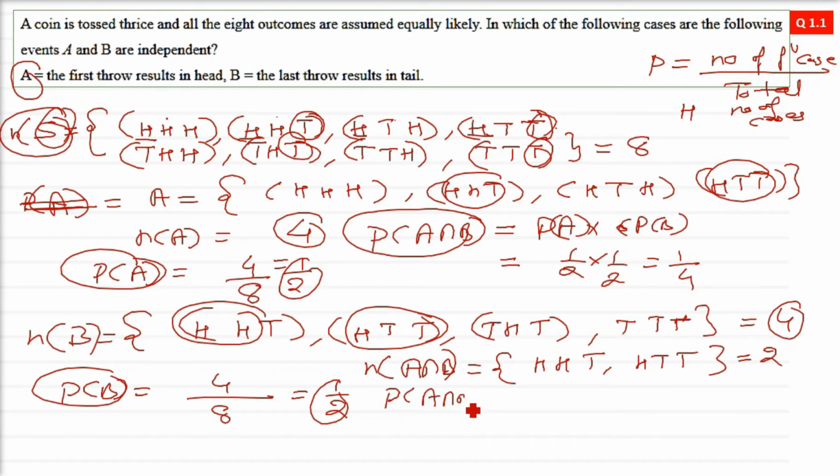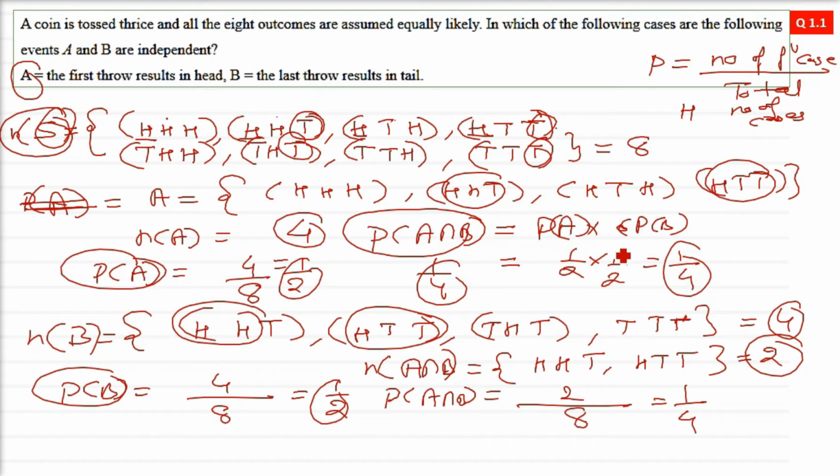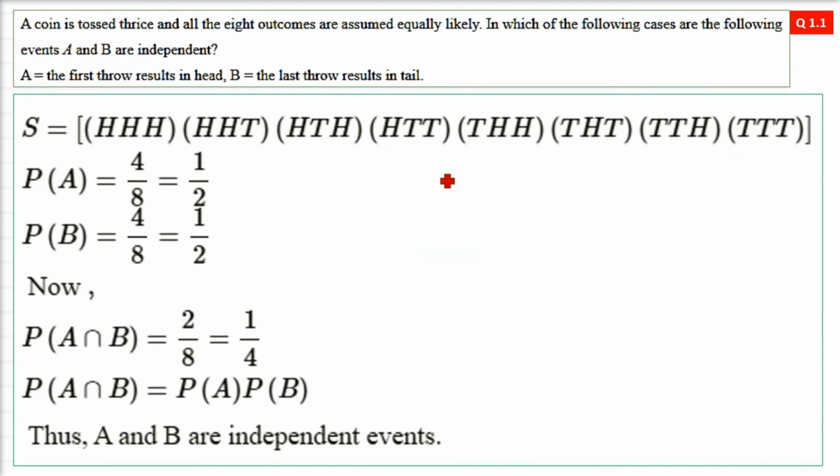Probability of A intersection B will be number of favorable cases, which are 2 in this case, and total number of cases from the sample space, which is 2 by 8, which is 1 by 4. So 1 by 4 equals half into half, 1 by 4 is equal to 1 by 4. That means these two events are independent because left hand side is equal to right hand side. Now this is how you need to do it. I will encourage you to write this set first. Once you make the set, then you can go about doing all these. And finally, P(A intersection B) equals P(A) into P(B).